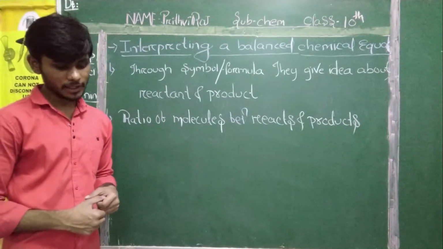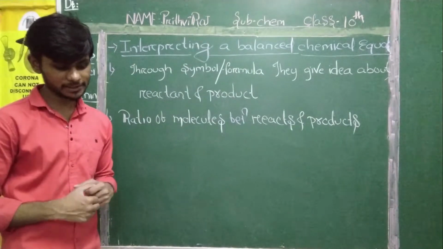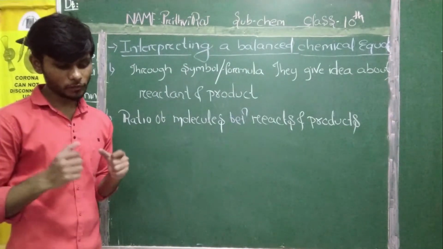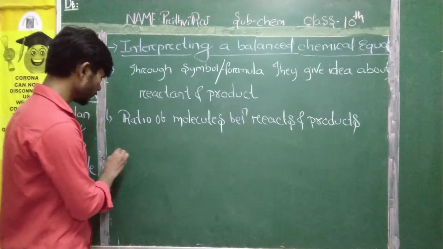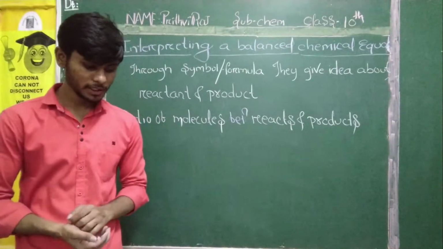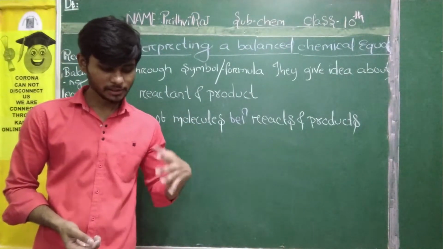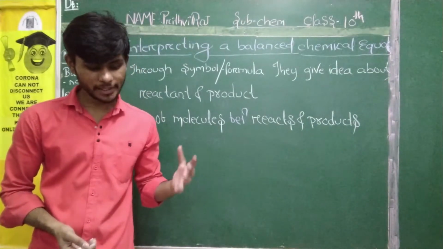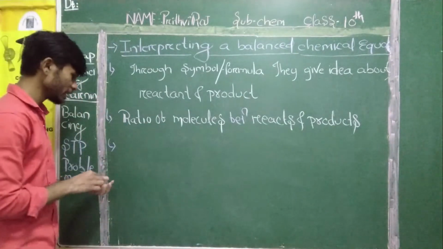Third point: as molecular masses are expressed in unified mass, the relative masses of reactants and products are known from the equation. Whenever I write the equation, the third point is quite long, so I won't write it, but I'll explain it. As molecular masses are expressed in unified masses, the relative masses of reactants and products are known from the equation. Suppose let me write the equation.